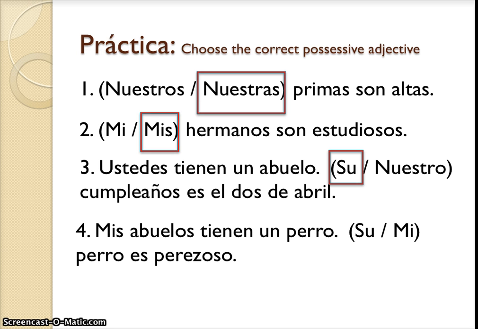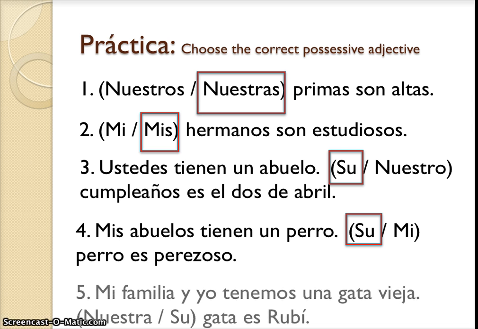Mis abuelos tienen un perro. Su o mi perro es perezoso. Su, because we're talking about their dog. Y mi familia y yo tenemos una gata vieja. Nuestra o su gata es Ruby. Nuestra, because we're talking about my family and I. Muy bien.